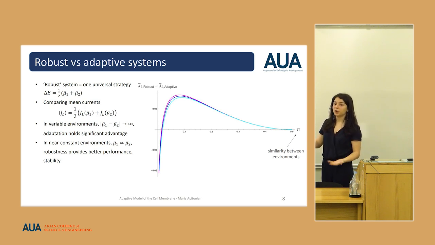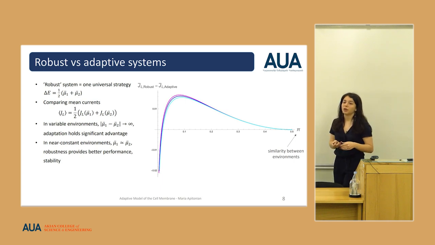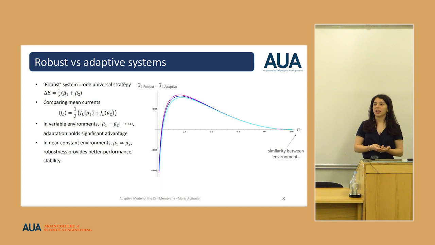However, when environmental states are significantly different from one another, adaptation has a much larger advantage. If we look at the amplitude values over here, they're much larger. So adaptation is a very advantageous survival strategy if we have two sufficiently different environments that we need to specialize to.